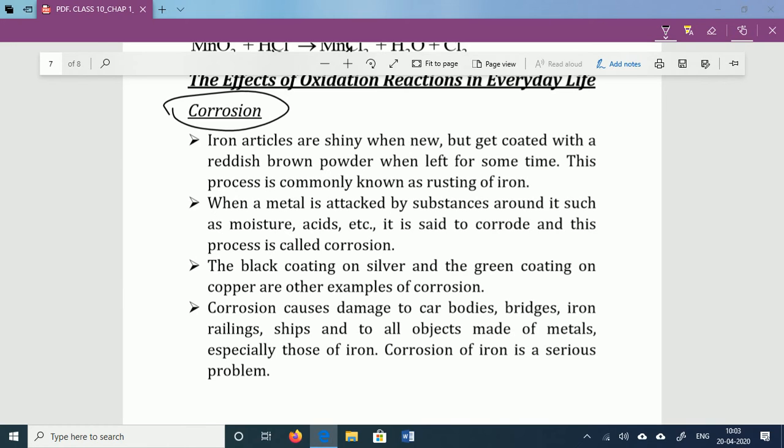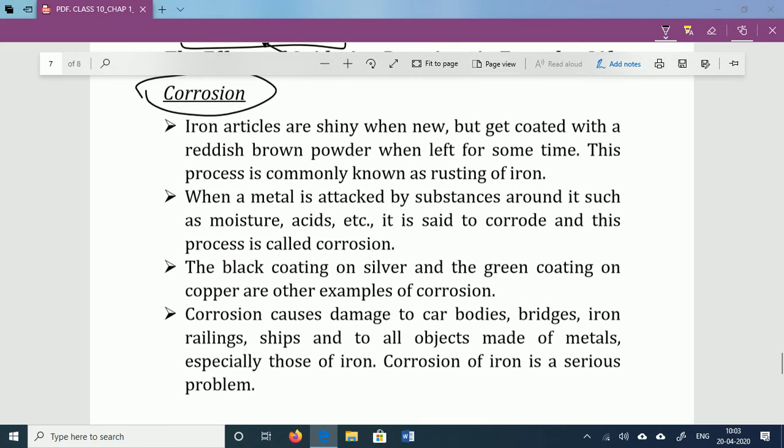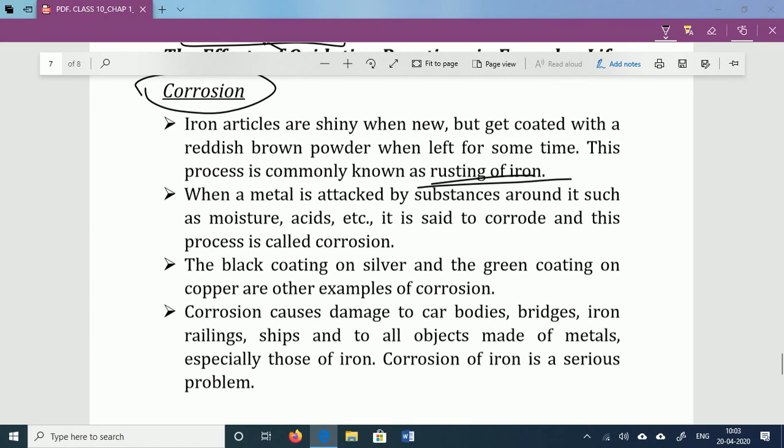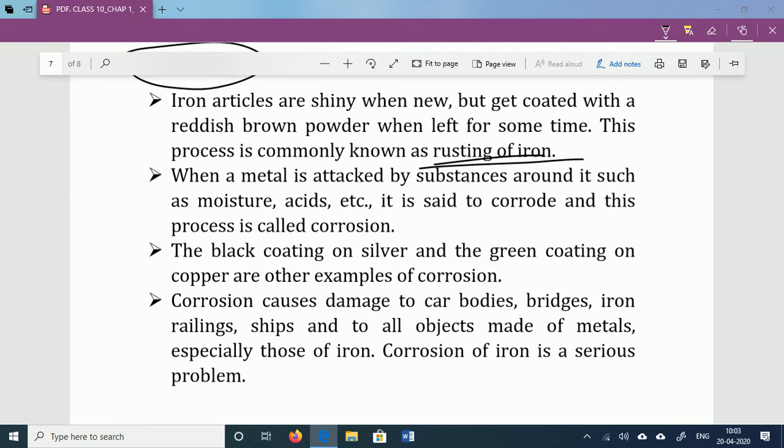So when any active metal, iron, copper or silver, comes in contact with the environment in the presence of moisture, definitely that metal undergoes the corrosion process. Suppose I place iron in the environment in the presence of moisture, it will be converted into iron oxide, and that process is called the rusting of iron. Simply due to this rusting, the iron's strength is going to decrease.